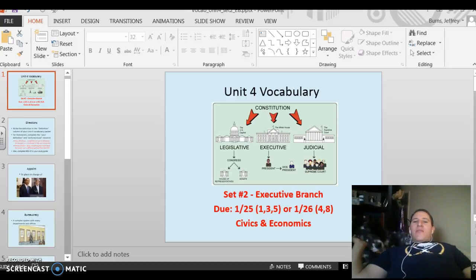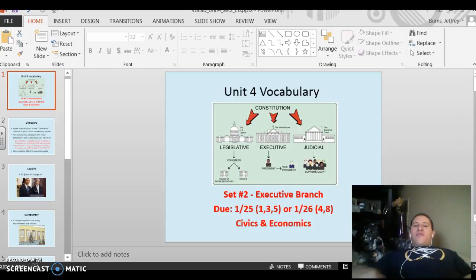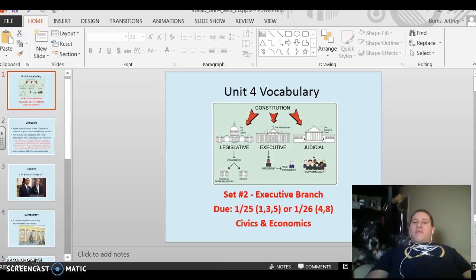And we're going to talk today about the Unit 4 vocabulary set number 2, which is the executive branch. You see the due dates there at the bottom of this first slide. We have Wednesday the 25th for first, third, and fifth period, Thursday the 26th for fourth and eighth periods.